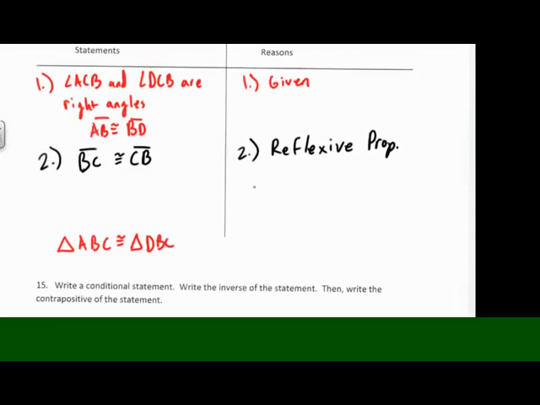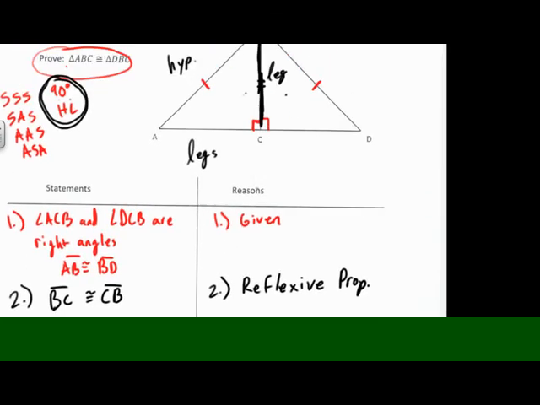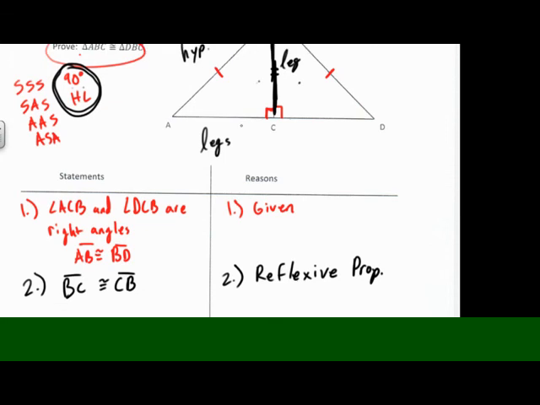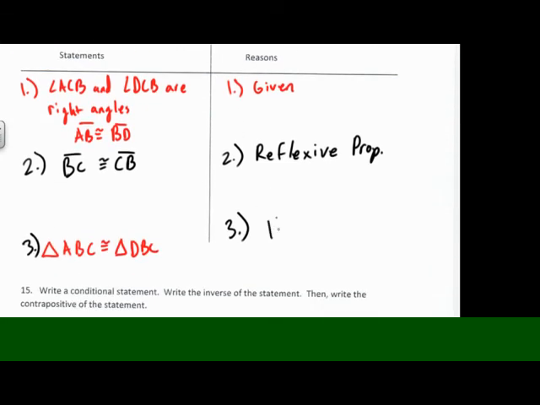So now we can say that the triangles are congruent, and the reason is because they are 90-degree triangles and a hypotenuse and a leg are congruent. So this is congruent by hypotenuse, leg, HL. We are done.